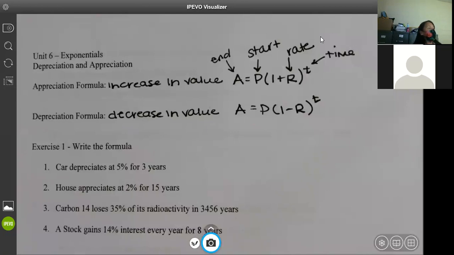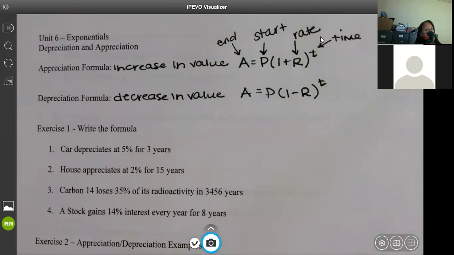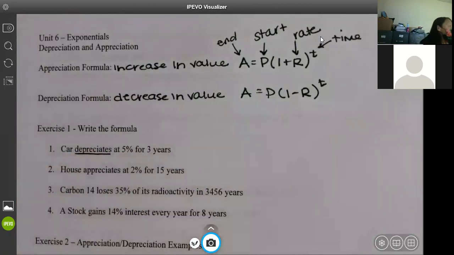So yesterday we did sales tax, and that was the top formula, but we just didn't have a T, and discount was the bottom formula. So same formulas from yesterday, we're just putting power to it. That's it. All right, so on exercise 1, it says write the formula. The car depreciates, so it's going to be a minus formula.